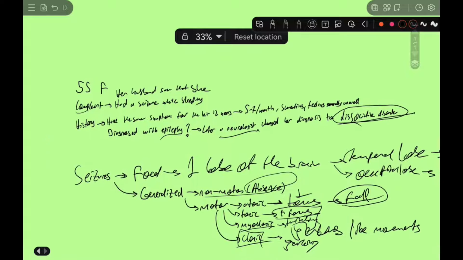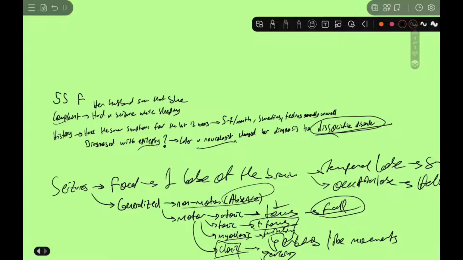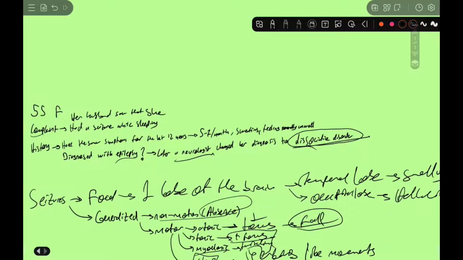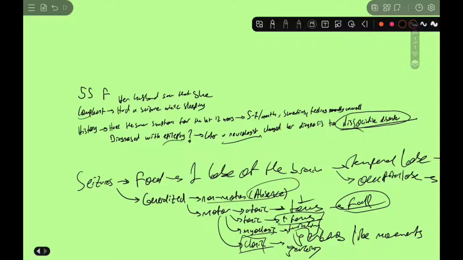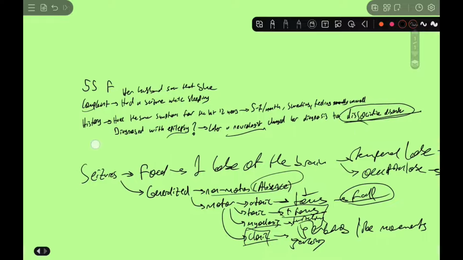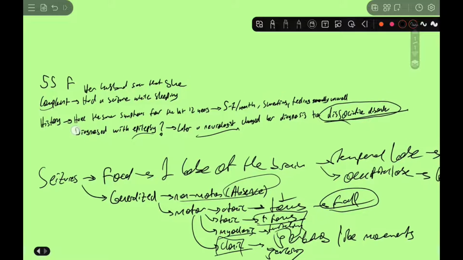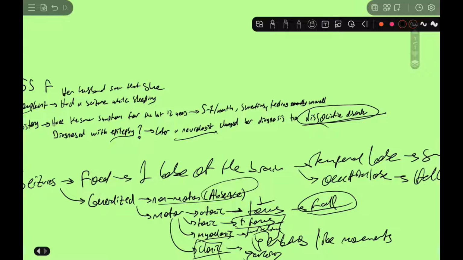In her medical history, we see that she was having the same symptoms for the last 12 years, and those symptoms occur 5 to 7 times per month. They cause sweating, feeling generally unwell, and sometimes they might cause partial amnesia. In her past medical history, we can also see that she was diagnosed with epilepsy 12 years ago. But then, in the last year, she went to a neurologist, and that neurologist changed her diagnosis to dissociative disorder, which is a psychiatric disorder.